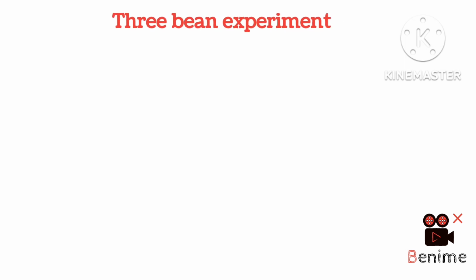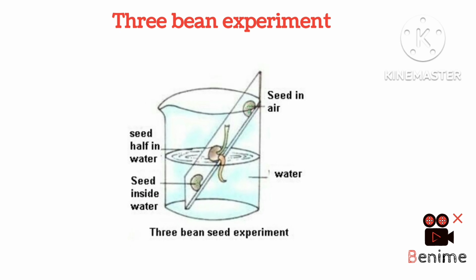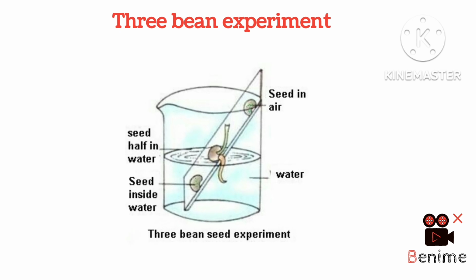Three-bean experiment. In this experiment, we take a beaker, filled half with water. We take a scale and we put 3 seeds at equal distances such that one seed is totally immersed in water, one is in the middle which has both water and air, and the last one is only situated in the air. So we can see after some time the seed in the middle portion starts to germinate whereas the other 2 seeds do not germinate. So this shows that water, air and suitable temperature are all required for the germination of seed.